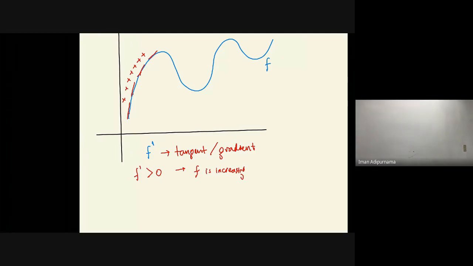After this, maybe next Friday, after this session will be the second derivative and how we are using the second derivative. Okay. But now let's go back to the related rates.